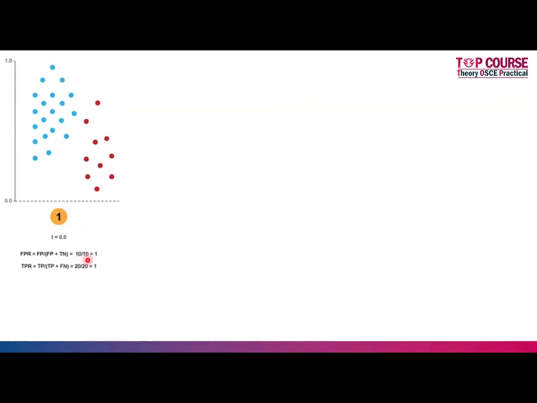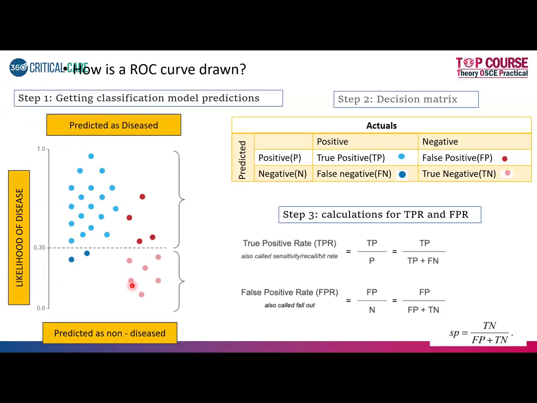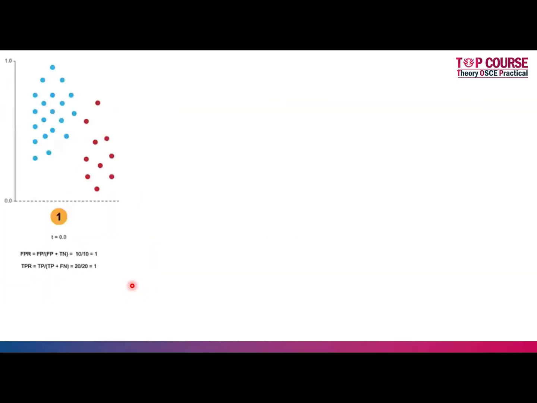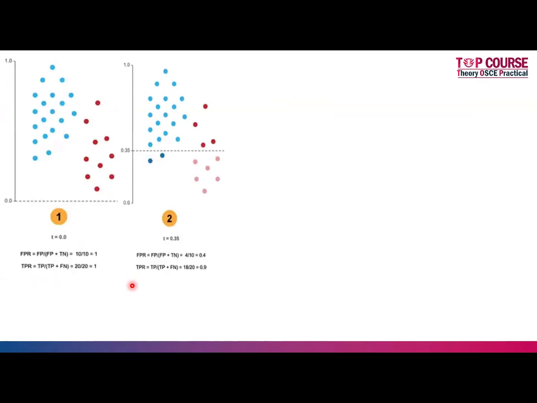So 10 out of 10 patients have a false positive rate equal to 1. True positive rate, 20 out of 20 patients have a true positive rate of 1 by 1. So at the end of the day, your T is equal to 1. T is nothing but determining the true positive rate and the false positive rate and the ratio of them. Okay. So if the cutoff is 0.35, then your false positive rate and your true positive rate change.